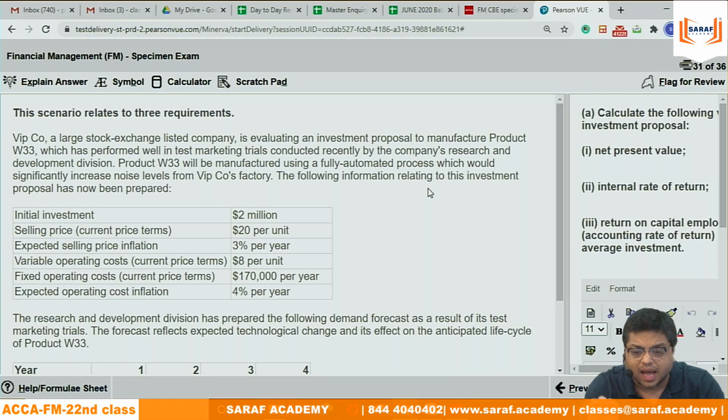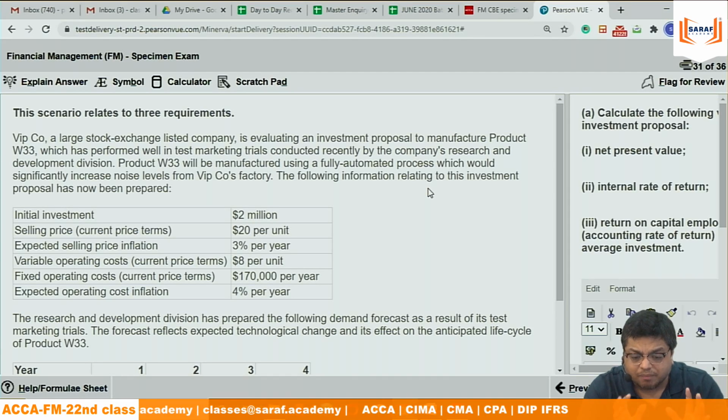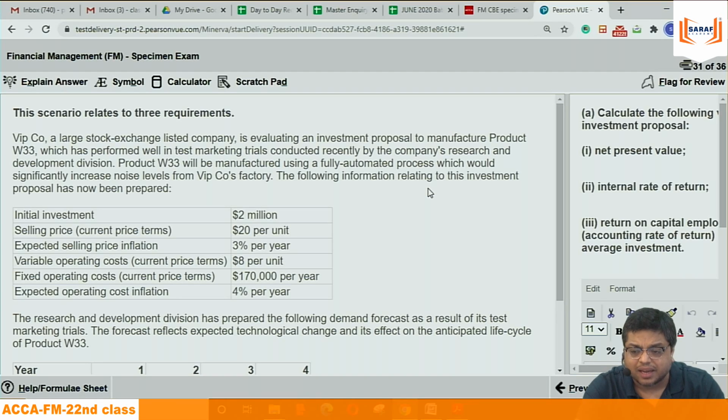V company, a large stock exchange listed company. It's a very big company, say Reliance. Is evaluating an investment proposal. They are evaluating an investment proposal. That means it is going into NPV, IRR most probably. To manufacture product W33, which has performed well in test marketing trials conducted recently by the company's research and development division. Maybe the company is developing medicine for corona, and in the test marketing, the results are very good.